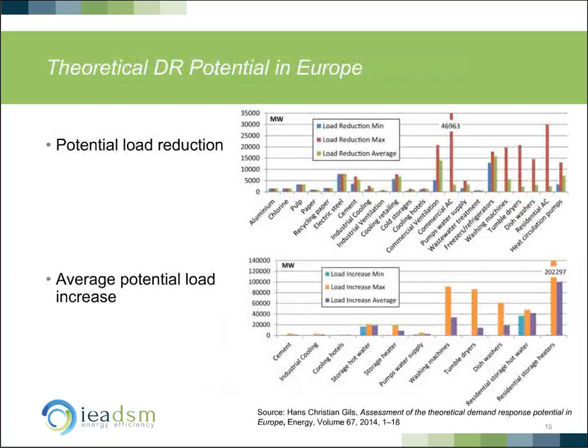The next thing will be the actual theoretical potentials of the different devices. This is just an overview from one of many studies of demand response potential in Europe. What I would like to point out here is that the load reduction potential is less than the average potential to increase the load. For the potential to increase the load, there are of course washing machines, tumblers and dishwashers, we all know that, but this is bound to changing the behavior of the customer. Whereas the storage hot water and storage heaters can be operated automatically and also have quite a high potential for contributing flexibility.